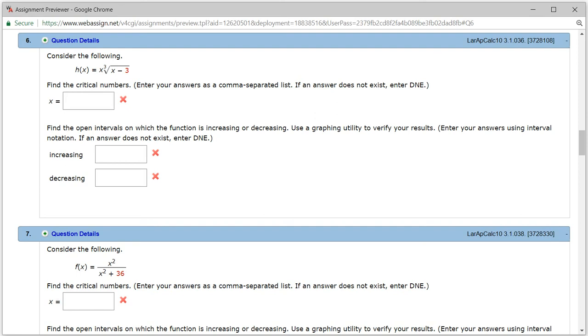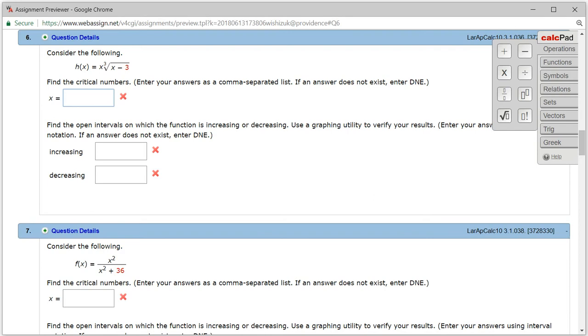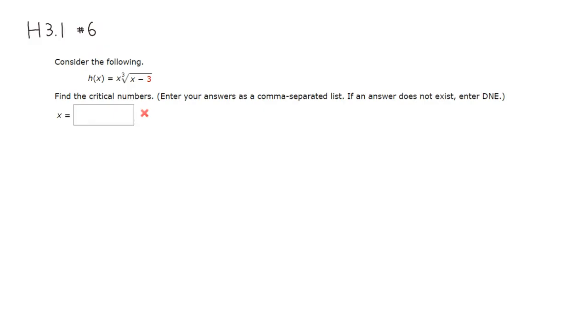Alright, let's look at homework 3.1, problem number 6. Let's find the critical numbers. First thing I would do is rewrite this as x times, since it's a cube root, x minus 3 to the 1/3 power. So let's take the derivative.